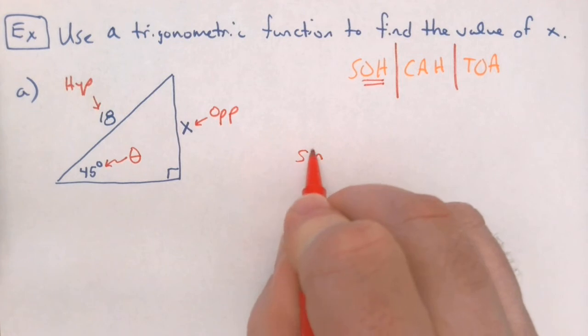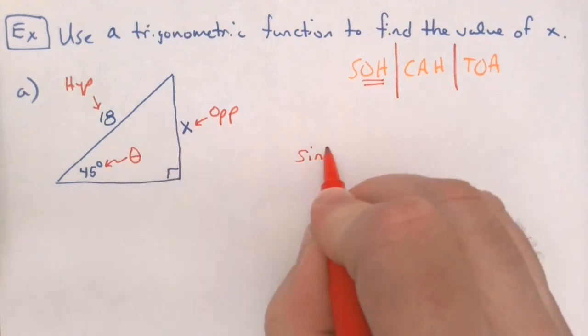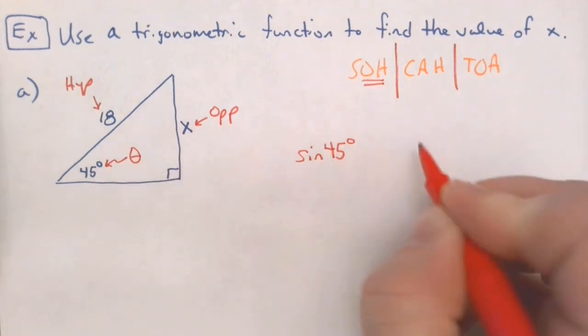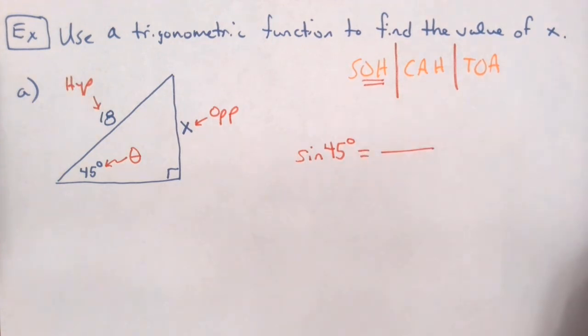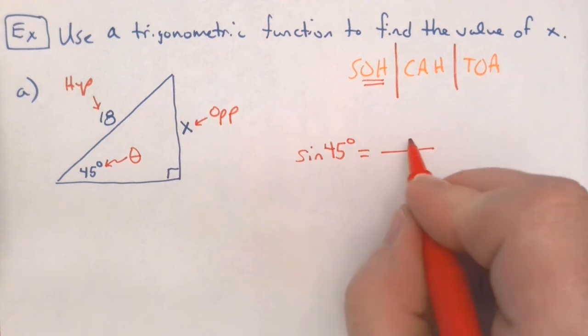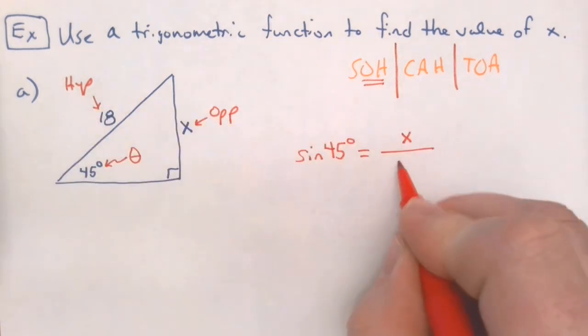So for this problem, the sine of our angle theta, but I know theta is 45 degrees, so I'm going to plug that in. The sine of our angle theta, or the sine of 45 degrees, is the opposite side, which is x, over the hypotenuse, which is 18.